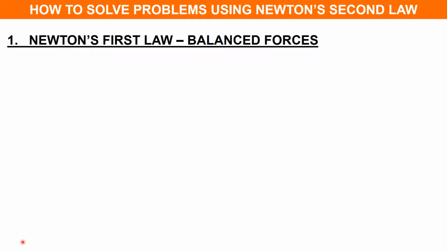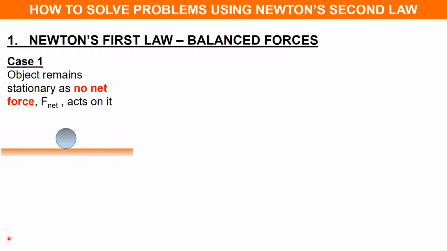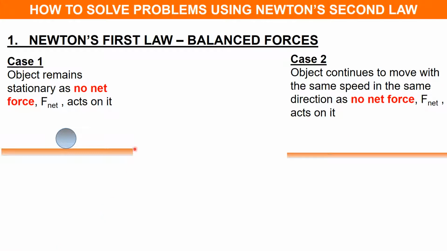Now let's suppose we have a mass that is placed on a horizontal surface. This mass down here will stay stationary because there is no net force acting on it. Another case you can look at is the second case. We have a body that's already moving with a certain velocity. It will continue to move with that same velocity and in the same direction if there is no net force exerted on it.